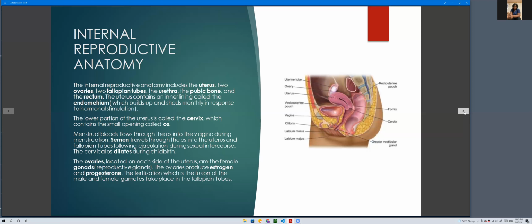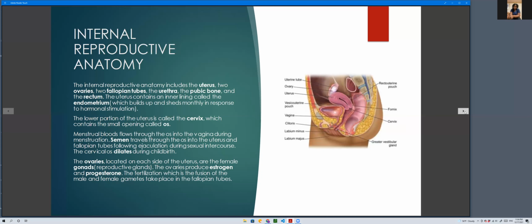Internal reproductive anatomy. The internal reproductive anatomy includes the uterus, two ovaries, two fallopian tubes, the urethra, the pubic bone, and the rectum. The uterus contains an inner lining called the endometrium. The lower portion of the uterus is called the cervix. Menstrual blood flows through the os into the vagina during menstruation. Semen travels through the os into the uterus and fallopian tube following ejaculation during sexual intercourse. The cervical os dilates during childbirth.